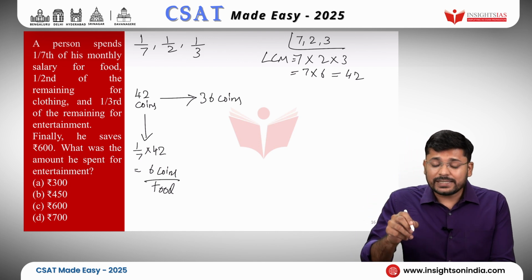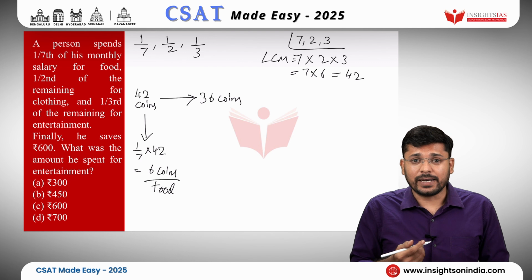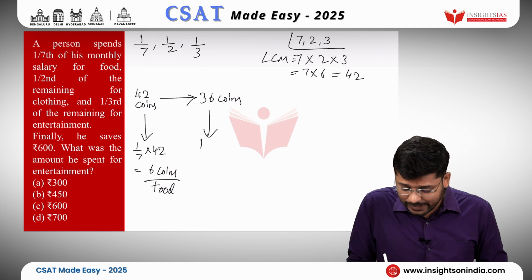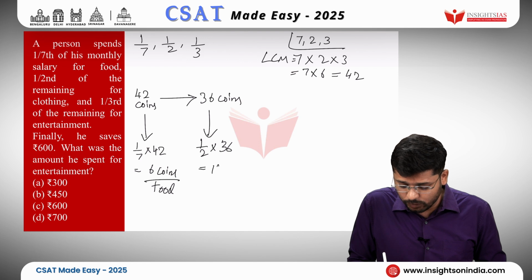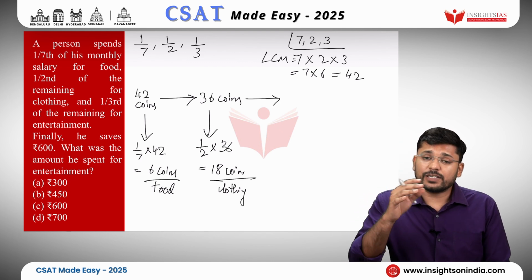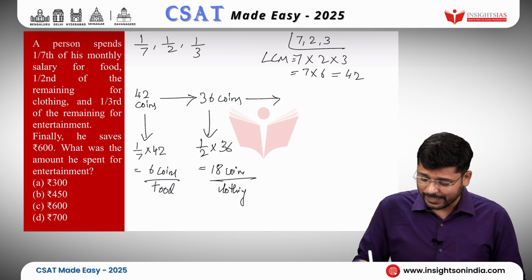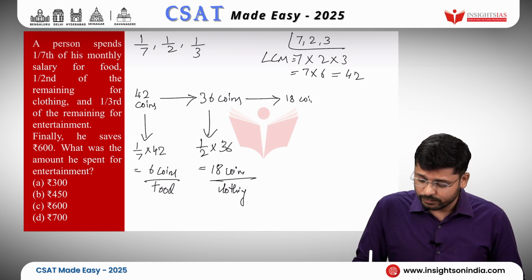Now, 1/2 of the remaining on clothing. 36 is the remaining. He spends 1/2 of the remaining. So 1/2 of 36. What is 36 by 2? That is 18 coins. 18 coins he spends on what? Clothing. If he spends 18 coins out of 36, he remains with 36 minus 18, that is 18 again. He remains with 18 coins.